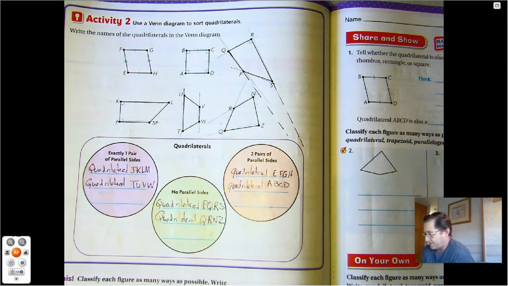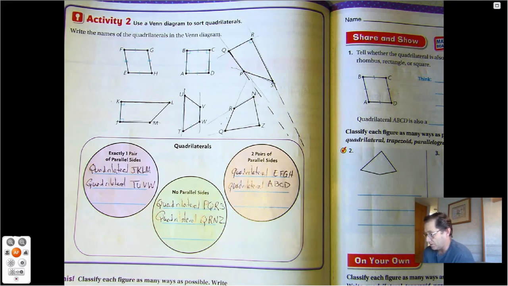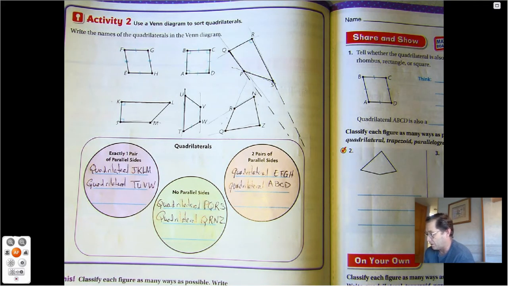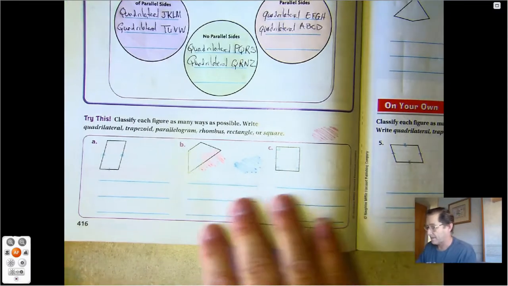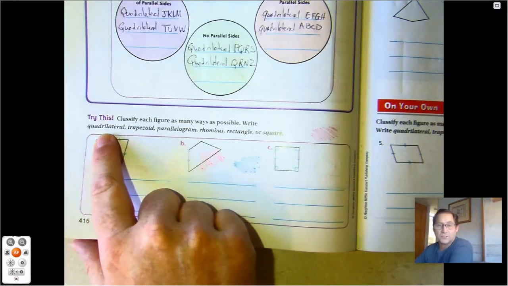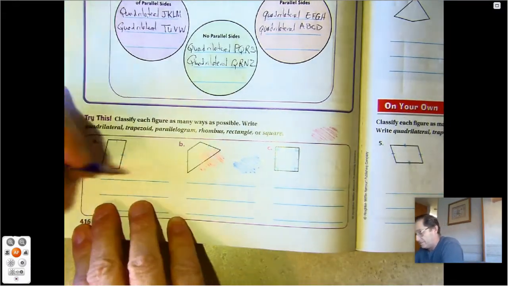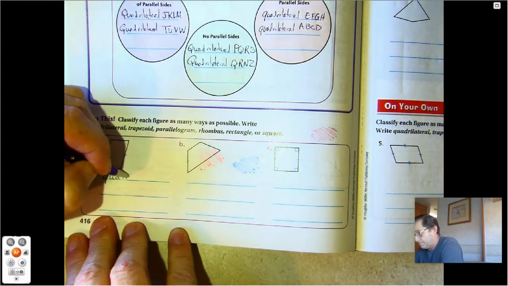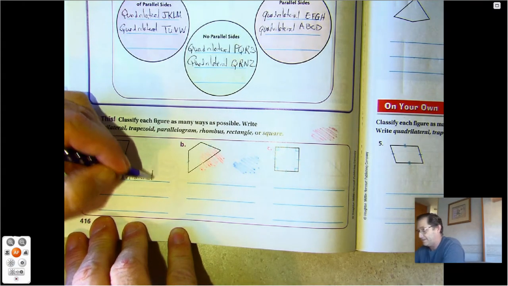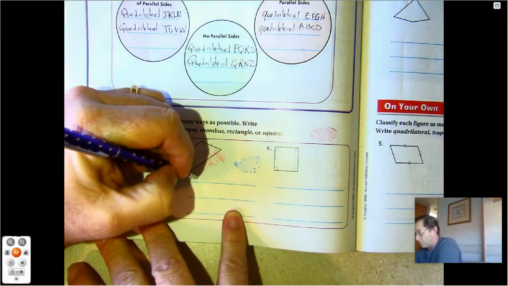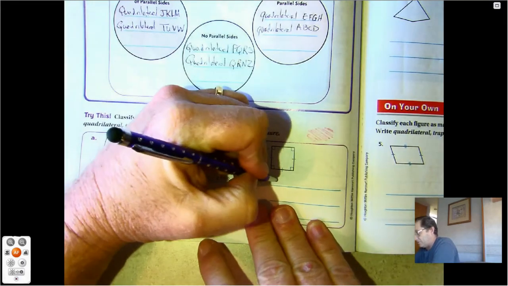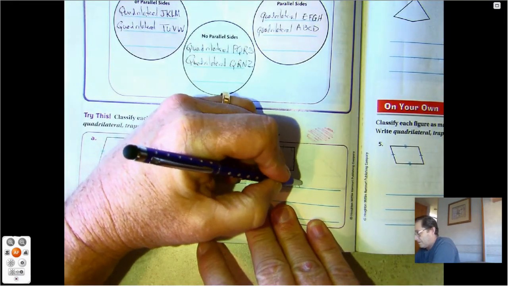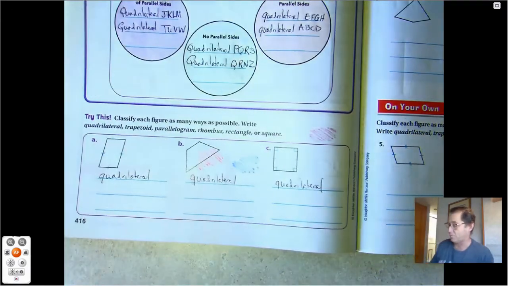All right, classify each figure as many ways as possible. Write quadrilateral, trapezoid, parallelogram, rhombus, rectangle, or square. All right, so on the try this section, if it has four sides, it's a quadrilateral. So 1, 2, 3, 4. This is a quadrilateral. And then we can get more specific. 1, 2, 3, 4. This is also a quadrilateral. And this last one is also a quadrilateral. All right, so they all had four sides.